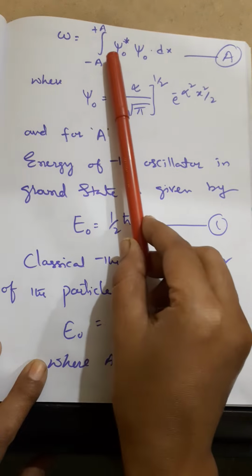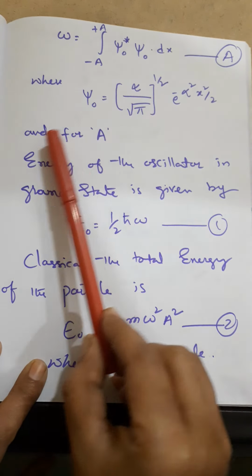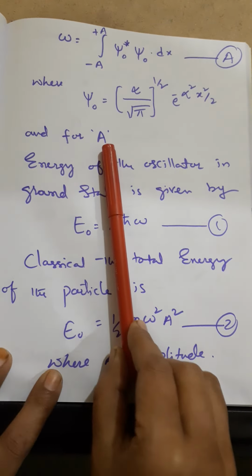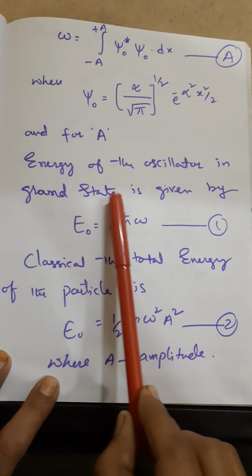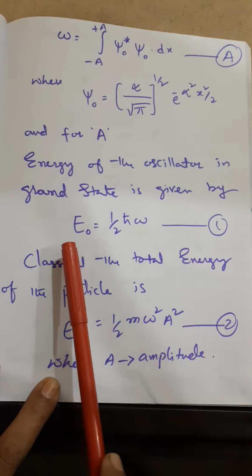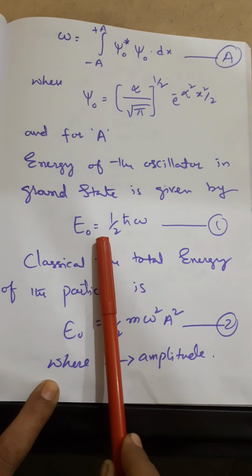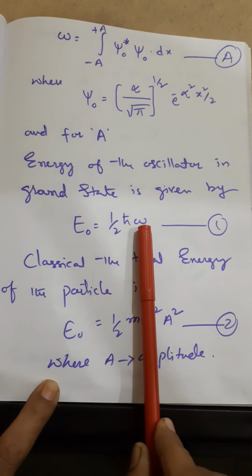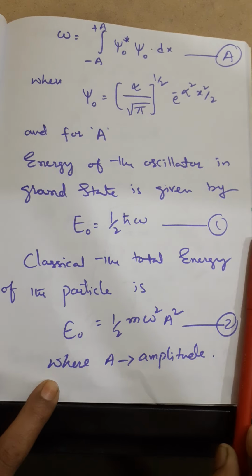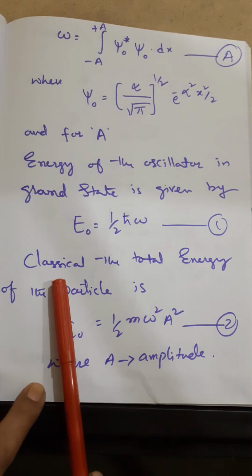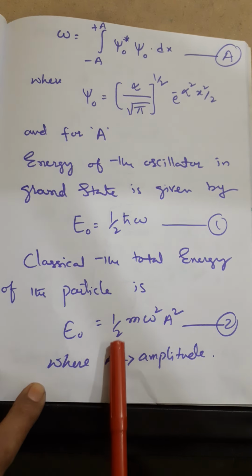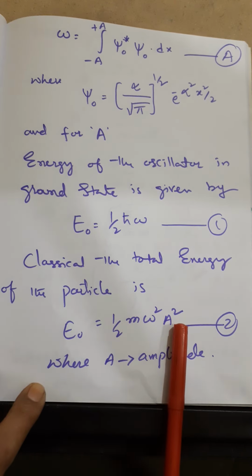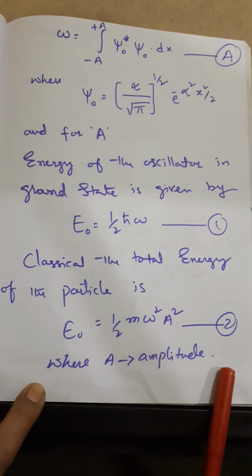Now first of all we are going to find out the limits value. For finding the value of a, we have to consider the energy of the oscillator in the ground state. So we know that the ground state energy E naught will be equal to 1 by 2 h bar omega. Let us take this as equation number 1. Now according to classical mechanics, the total energy of the particle is given by E naught is equal to 1 by 2 m omega square a square, where a is the amplitude of the particle.